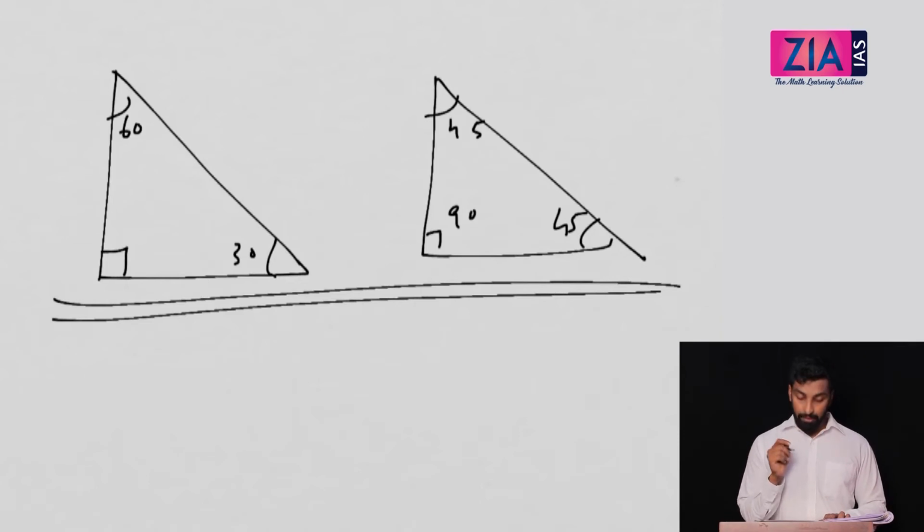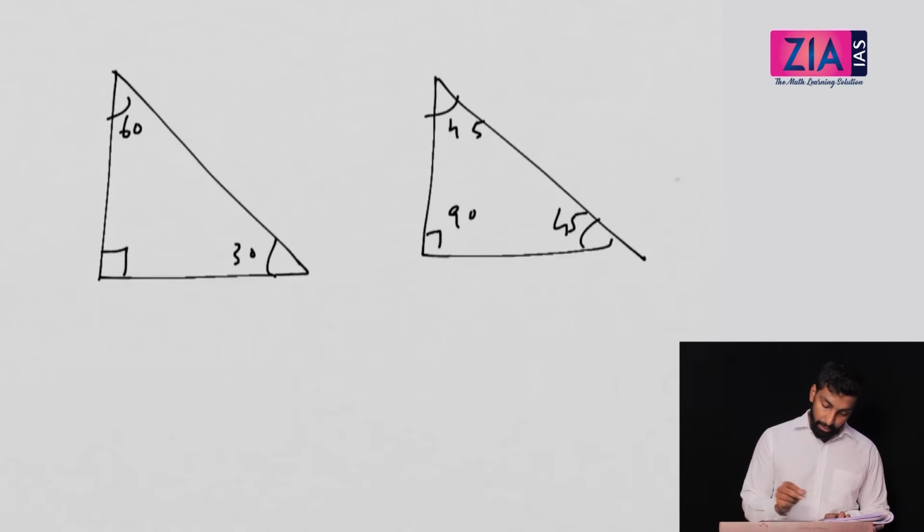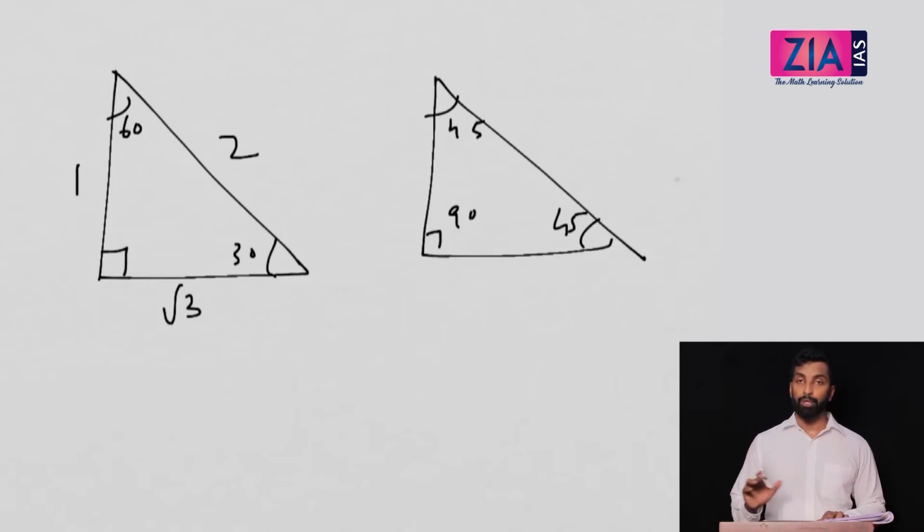Now I give you the method of finding the answer also. Opposite of 30 is 1, opposite of 60 will be root 3, opposite of 90 will be 2. This is the ratio always. Now for 45, opposite it will be 1, this will be 1, and this will be root 2, because we are applying the Pythagoras theorem. So this is what you need to keep in your mind.